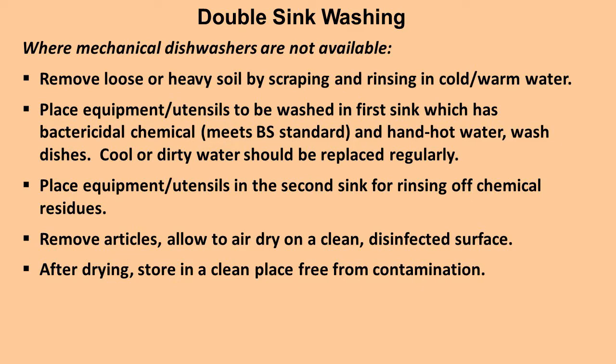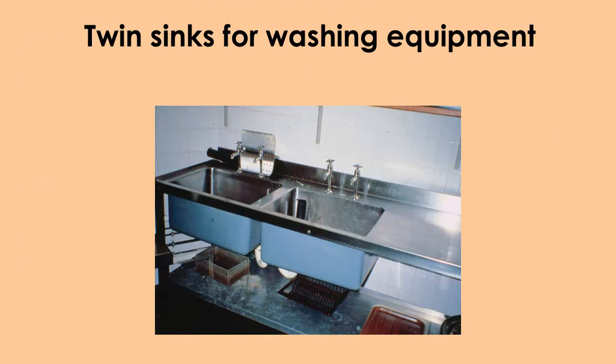Then put the stuff into the second sink for rinsing off the chemical residues, and remove them, and then allow them to air dry in a clean and disinfected surface. So this is things like your pots, pans, your plates. Those are your articles that you're removing to allow them to air dry. And after drying, store them in a clean place free from contamination.